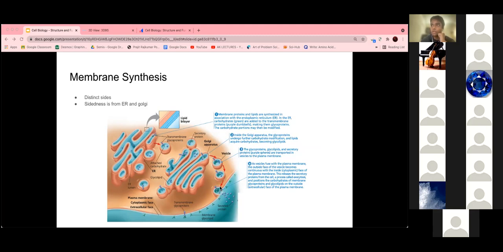Vesicles will then fuse to the plasma membrane, and the outside face of the vesicle will become continuous with the inside of the cellular plasma membrane, while the inside of the vesicle will become continuous with the outside of the cell.